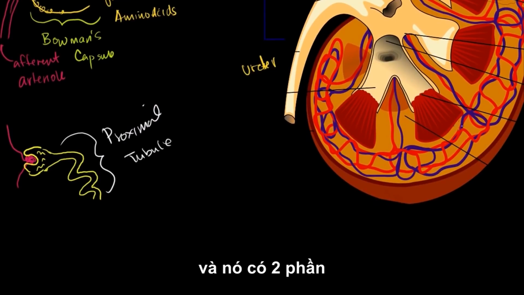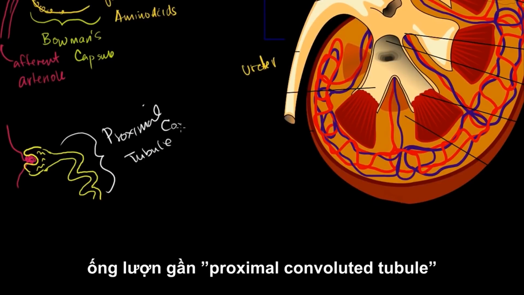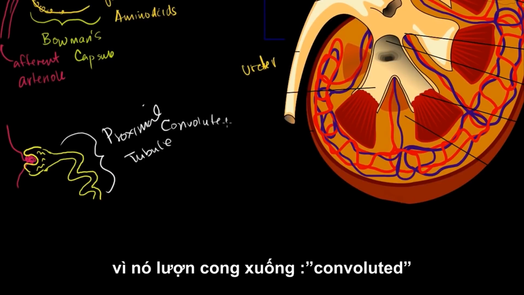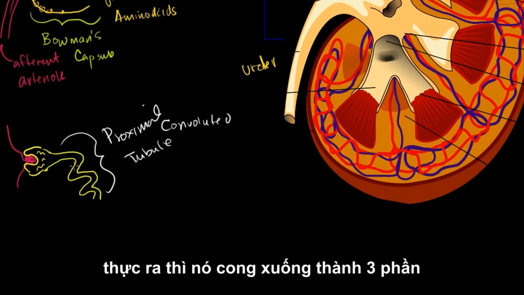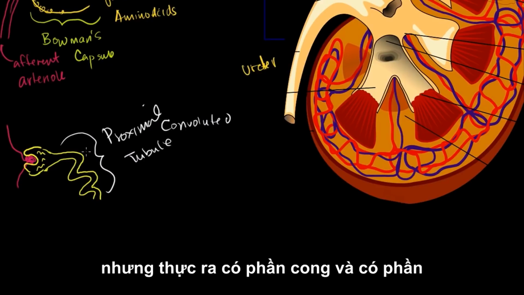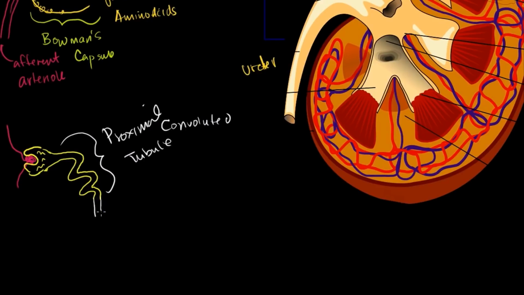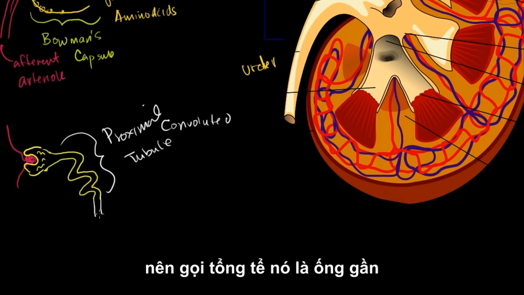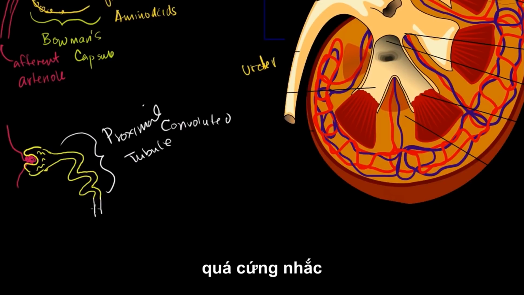And it has two parts. The whole thing is often called a proximal convoluted tubule. Convoluted tubule, and that's because it's all convoluted. The way I have drawn it, it's all curvy, and I just drew it curvy in 2 dimensions. It's actually curvy in 3 dimensions. But the reality is there's a curvy part, and then there's a straight part near the end of the proximal tubule. So they'll call this whole thing the proximal tubule. This is the convoluted part. That's the straight part. But we don't have to get too picky.